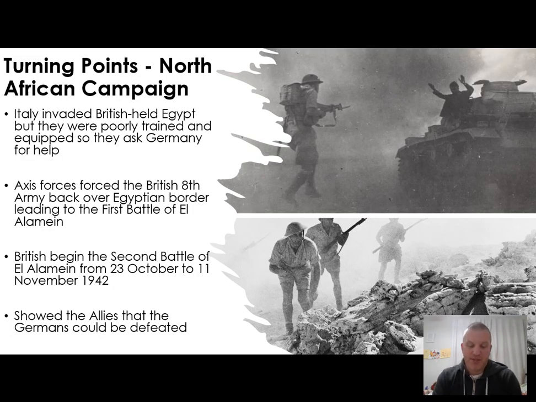There are some key turning points in the war in Europe, and one doesn't even happen in Europe, it happens in North Africa. Italy invade Egypt, which is held by the British at the time, but Italy are poorly trained, poorly equipped, and just really are a thorn in the side of Germany. Even though they're allied together, Germany probably really wished that they weren't at times.